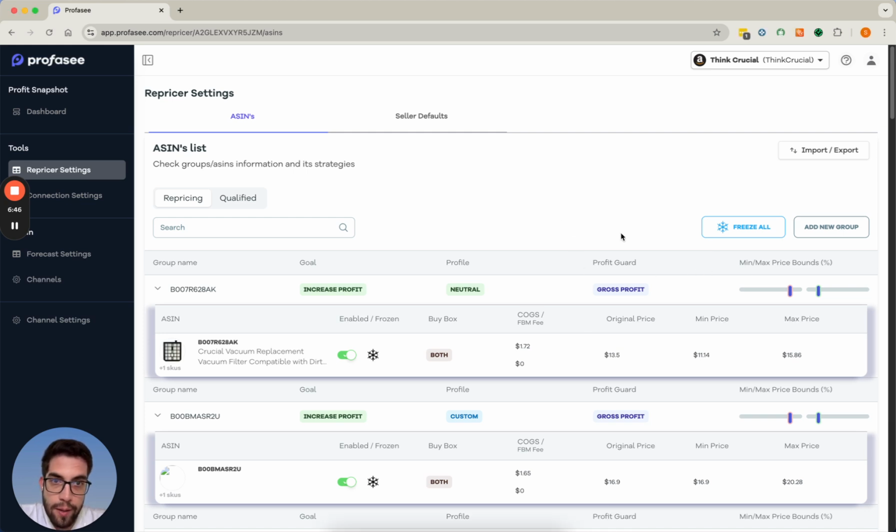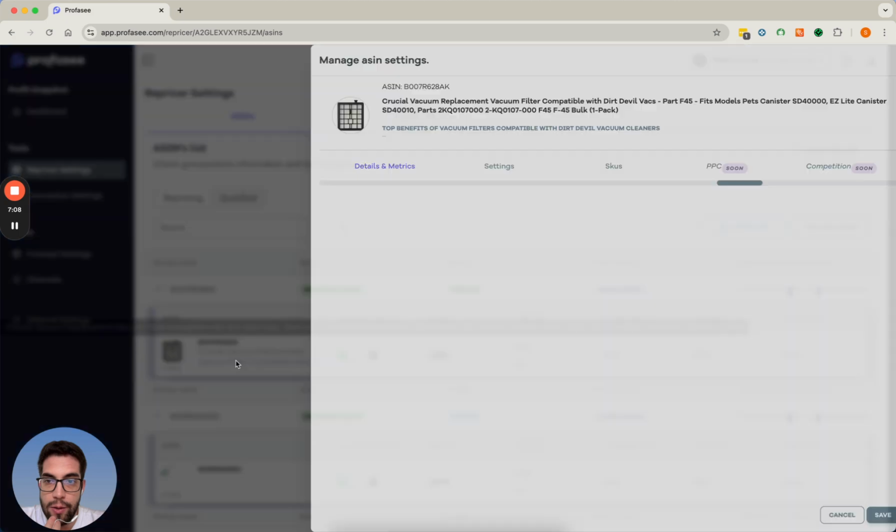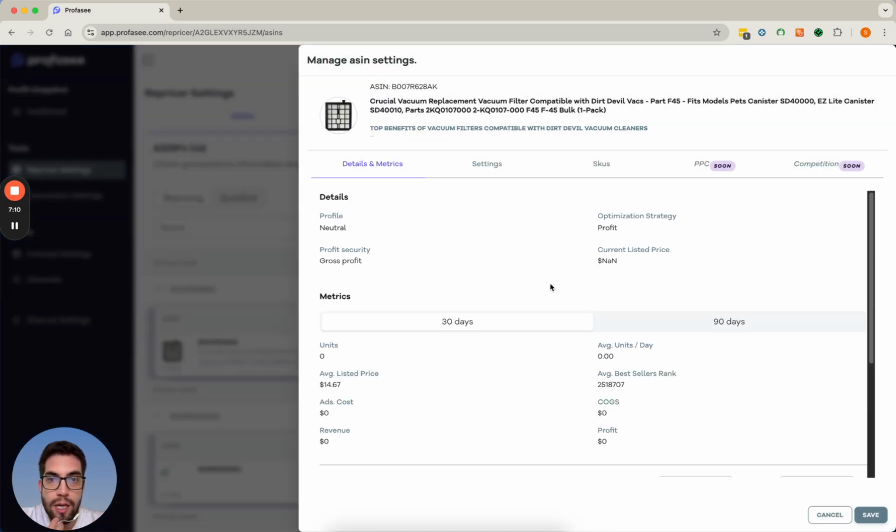Then we also have this new button. This is a new addition to the UI where you press it and you basically freeze all the ASINs at once. This is also great, for example, when you are coming into Prime Day or a specific deal week or Black Friday, Cyber Monday, where you can pause all the ASINs, run all of your deals, and then resume repricing once you're done.